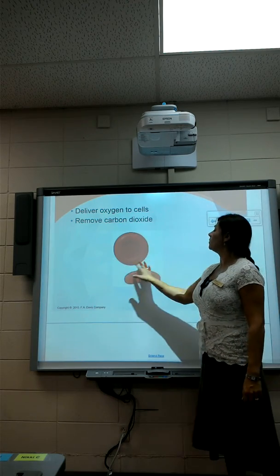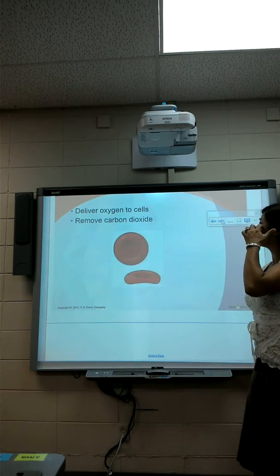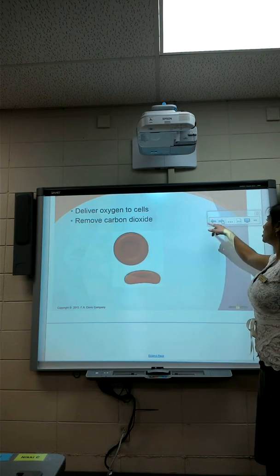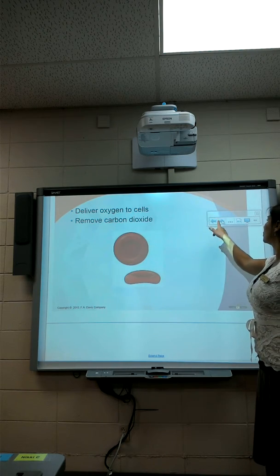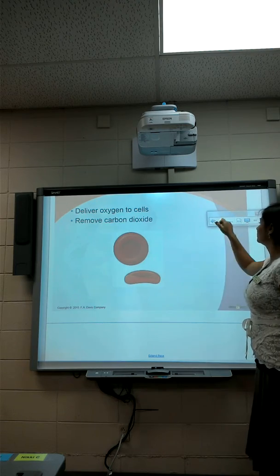So it'll carry some oxygen, and then it will also carry carbon dioxide. So it'll go to the tissues, drop off some oxygen, and pick up the waste product carbon dioxide.